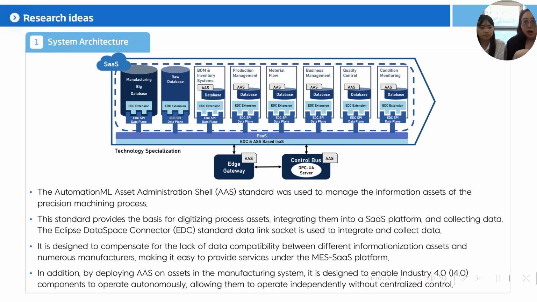After screening all the related works and technologies related to our topic of research, we have some research ideas regarding cloud-based services. First one is system architecture. As you can see in the figure on the top, the AutomationML asset administration shell standard was used to manage the information assets of the precision machining process. This standard provides the basis for digitizing process assets, integrating them into a SaaS platform, and collecting data. The Eclipse Data Space Connector standard data link socket is used to integrate and collect data.